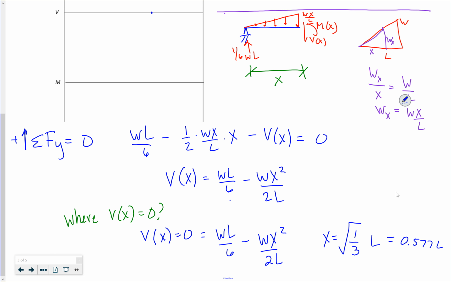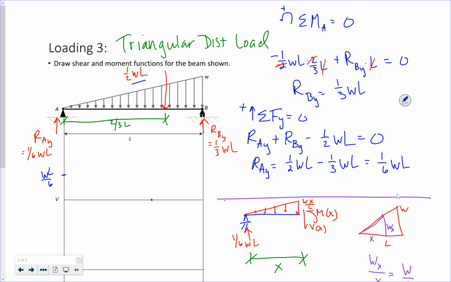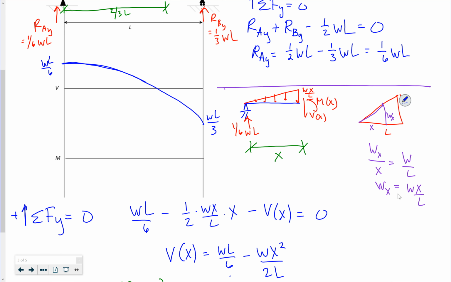Right, it's a negative x squared, so it's an upside down parabola, and it looks like that, right? And it better be equal to WL/3 on this side. WL/6 minus WL/2. Alright, that's negative. 1/6 minus 1/2 is negative 1/3.